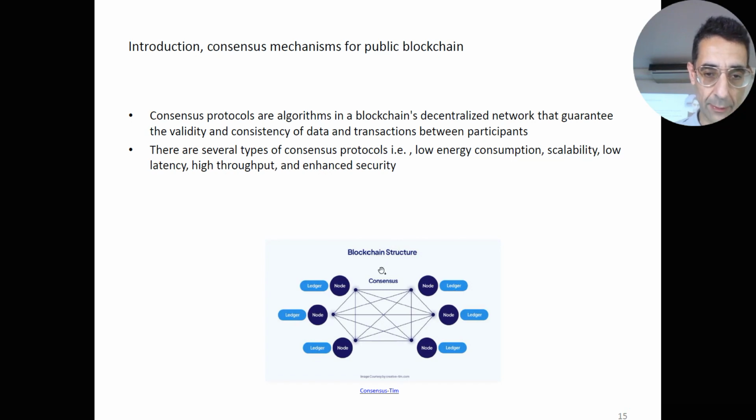So nodes, they mine data and they create blocks, but they have to come to a consensus. They have to have protocols that verify that this is a true block, and it can be decentralized, meaning it has duplicated copies of it throughout all the computers that participate in the network.